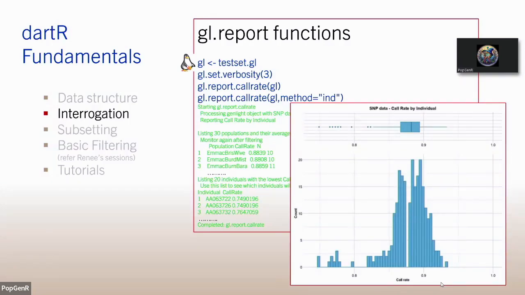So you might decide to eliminate individuals that are below 0.85. So you normally do a call rate of 0.90 for loci, and 0.85 is probably a good ballpark figure for individuals. You don't want to over-filter because you're going to cause distortions in your data if you over-filter.